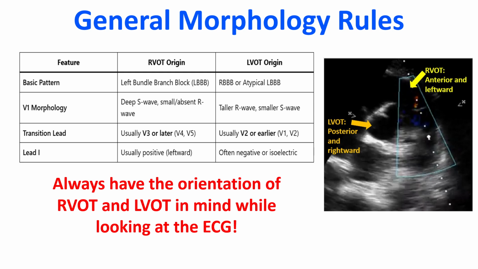Transition lead, usually V3 or later, V4, V5, in RVOT origin, and usually V2 or earlier, V1, V2, in LVOT origin. And lead 1 is usually positive, leftward, when there is an RVOT origin, often negative or isoelectric when there is an LVOT origin, all based on the location of the LVOT and RVOT, as you can see in the echo picture.